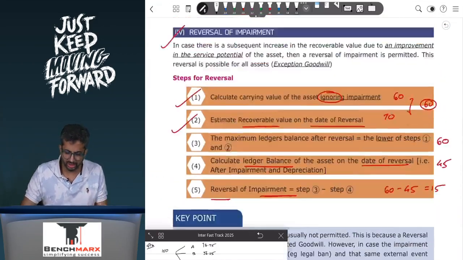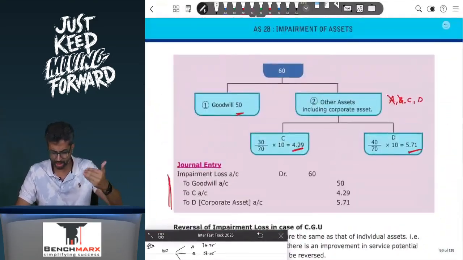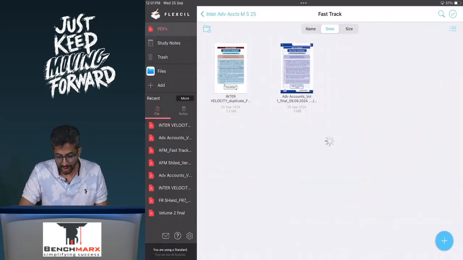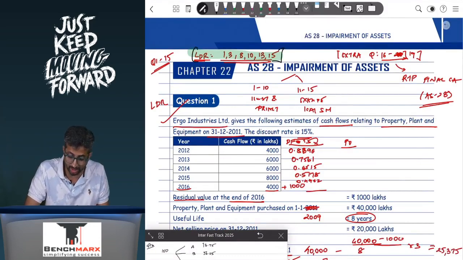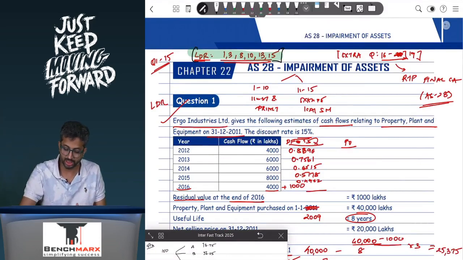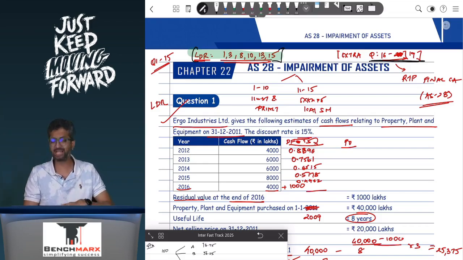And for other things like reversal of impairment or allocation of impairment loss, top down bottom up approach, you might refer to extra questions for a detailed understanding. So I hope AS28 is a little more clear. The important questions we have marked out over here for last day revision are from question 1 to 15 only. The other questions which are extra, we have just put in as extra for a good to know and understand perspective. Okay, so that should be it.